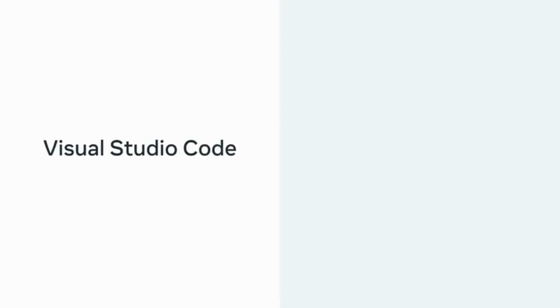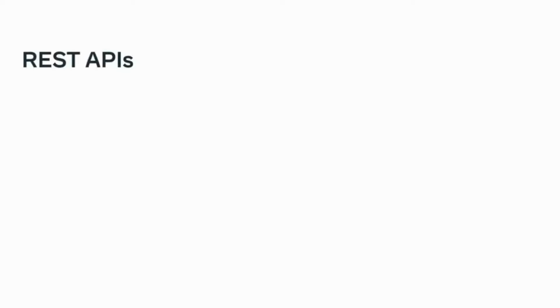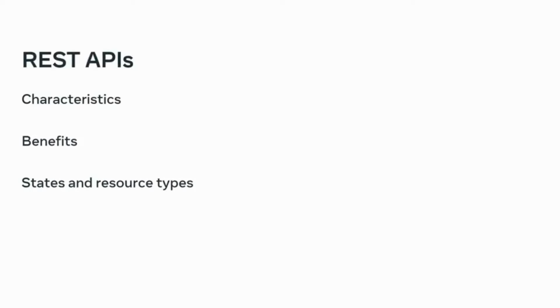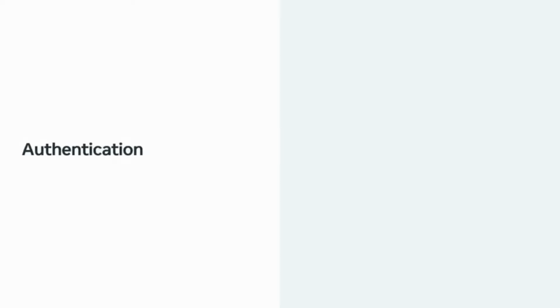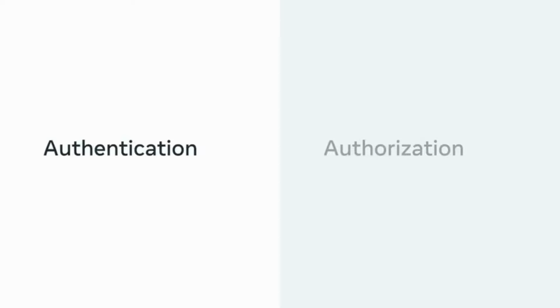You will learn how to set up Visual Studio Code and configure it with all the necessary extensions, and you'll also learn how to use a packaging tool like pipenv. When it comes to REST APIs, you will learn about their key characteristics, benefits, states and resource types, as well as the API request lifecycle. You'll also learn about the principles of authentication in a REST API and what the difference is between authentication and authorization. And you'll have an opportunity to create routes with the correct naming conventions when you create your own API and organize an API project.